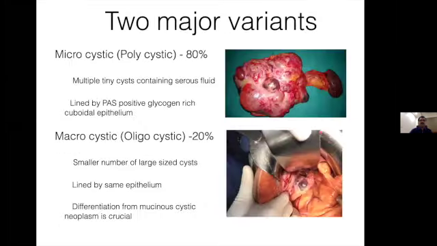So there are two major variants. One is the microcystic or the polycystic variant, where there are very small cysts clubbed together forming the actual tumor. They have a lobulated appearance, and it is lined by a PAS positive glycogen-rich cuboidal epithelium. The second variant is the problem because it has a larger cyst, which may be misdiagnosed as mucinous cystic neoplasm and is seen in around 20%. And they are seen in younger age group compared to the microcystic variant. So the differentiation from mucinous cystic neoplasm is very important in the oligocystic variant of serous cystic neoplasm.